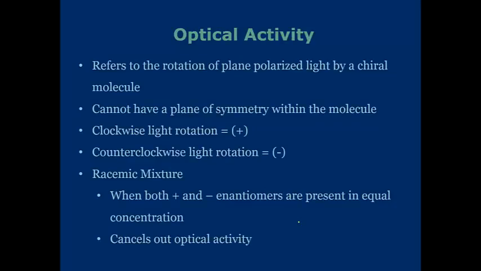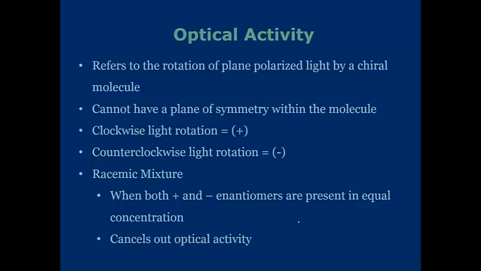We've discussed optical activity earlier in this lecture, but it might be helpful to have a more thorough discussion on the matter. Optical activity refers to the rotation of plane polarized light by a chiral molecule. Note that for something to be optically active, you cannot have a plane of symmetry within the molecule, because that will not polarize light when you put it through. There are two rotations to think about. If light rotates in a clockwise manner, you give it a positive or plus notation. Counterclockwise is noted by a negative notation.